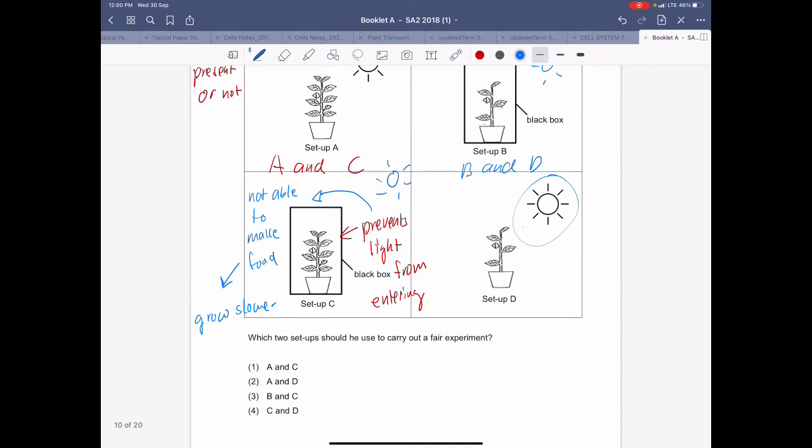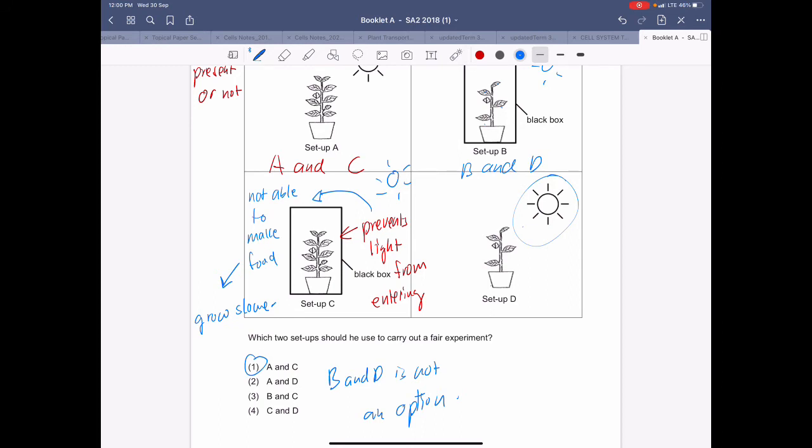But remember this, do they even have the option? So they got B and D or not? Don't have. So because B and D is not an option, very straightforward, what? A and C. That's the reason why.